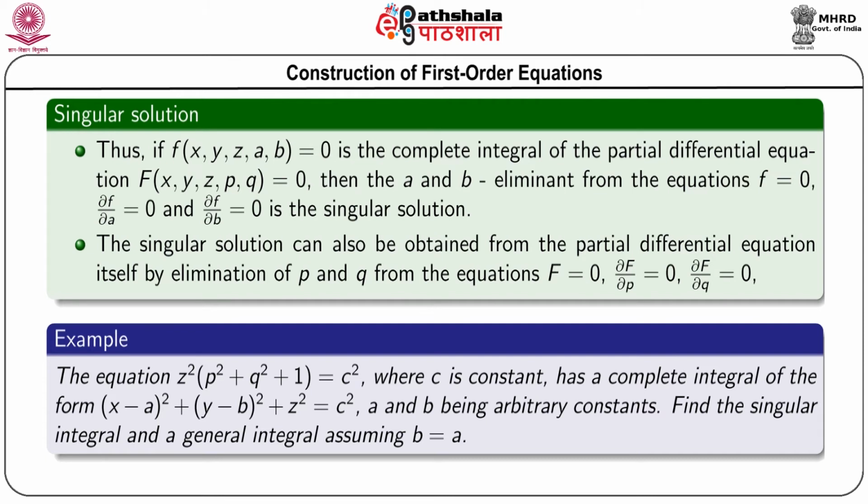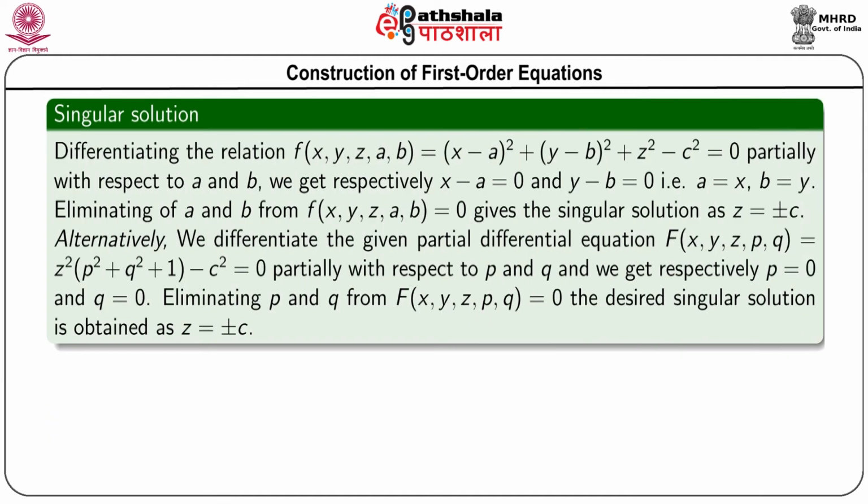Now, let us take one example. z square into p square plus q square plus 1 equals c square, where c is a constant. We have to prove that (x minus a) whole square plus (y minus b) whole square plus z square equals c square is a complete integral of the given equation, and we have to find also the singular integral and the general integral assuming b equals a.